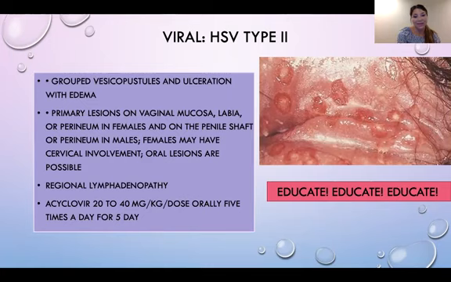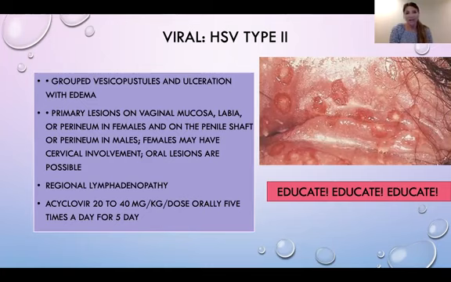So set aside time to let them know that you can spread HSV type 2 when you do not have any active lesions, and also take the time to educate them that unlike chlamydia and gonorrhea, you're not going to take the medication and it's going to go away and it's cured. This is something you will have forever. It's a virus. We cannot get rid of it. It's going to forever be in your bloodstream, and you're going to have flare-ups. This is a chronic condition.